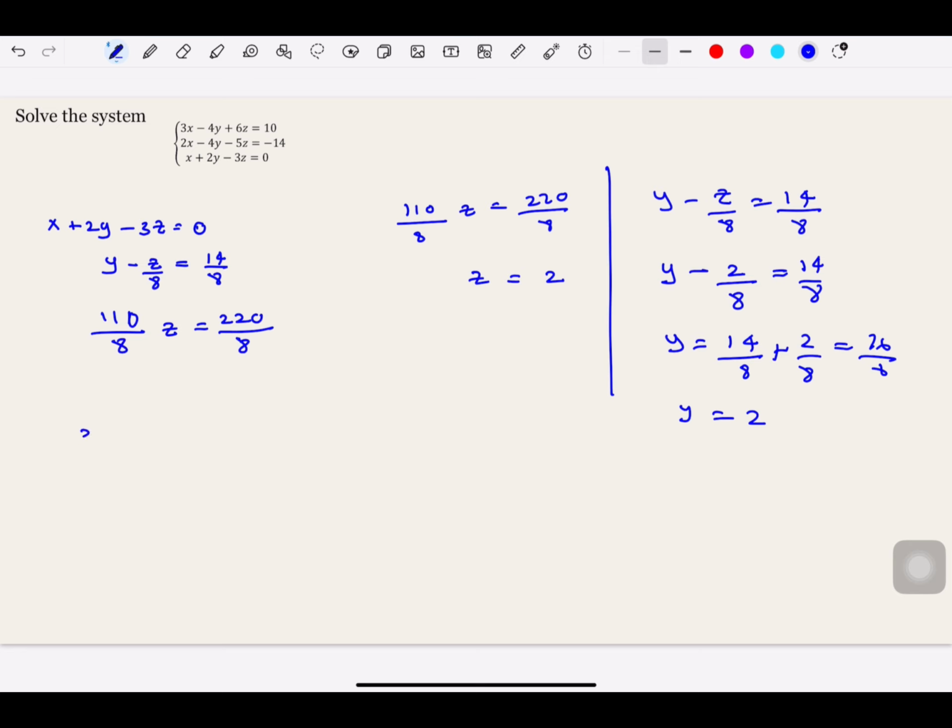And to get the x value, you have to use the first equation. This is my first equation. So 3x is equal to, okay, so I think this is not my first equation. I changed my first equation. So the first equation is x plus 2y minus 3z equals 0. So x plus 2, the value of y is 2, which is 4, and z is 2 again, so it's going to be 6 equals 0. So x is 2. The solution for this system is x equals 2, y equals 2, and z equals 2.